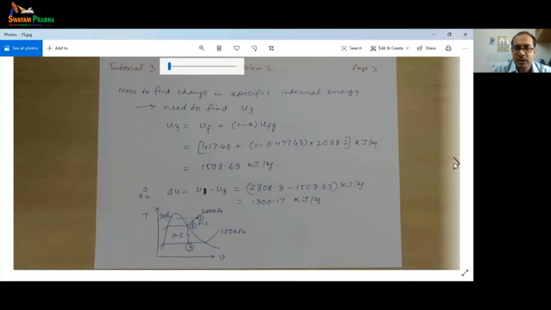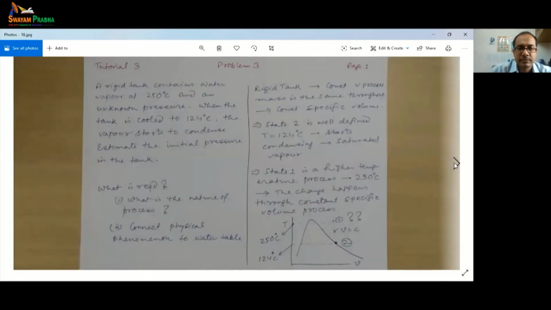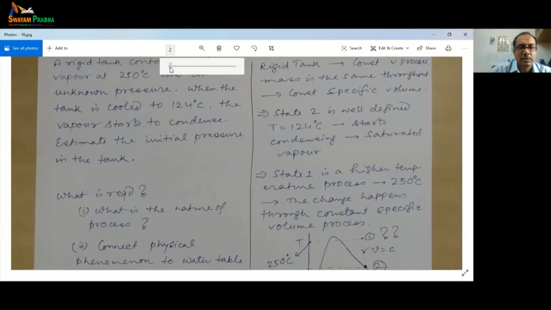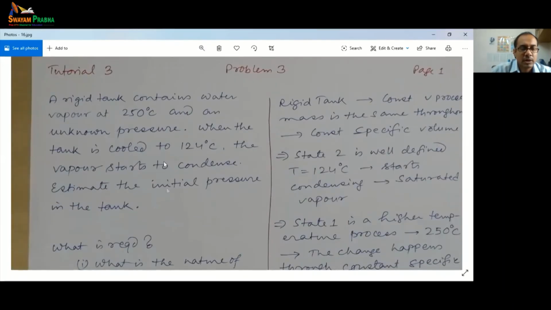Okay, so let us go to the next problem. Here again it's a water table, the material is water. A rigid tank contains, let me zoom this a little bit, a rigid tank contains water vapor at 250 degrees centigrade and an unknown pressure, which you have to find out.